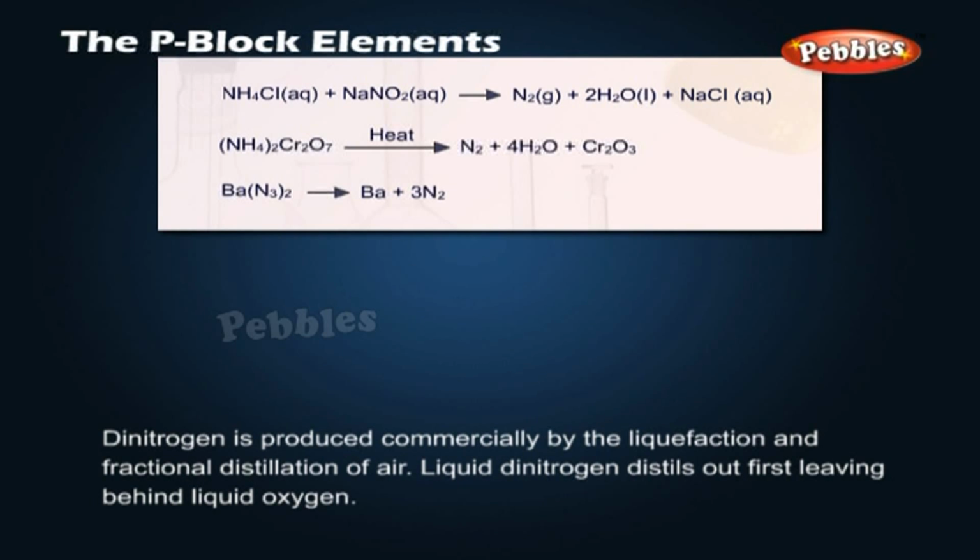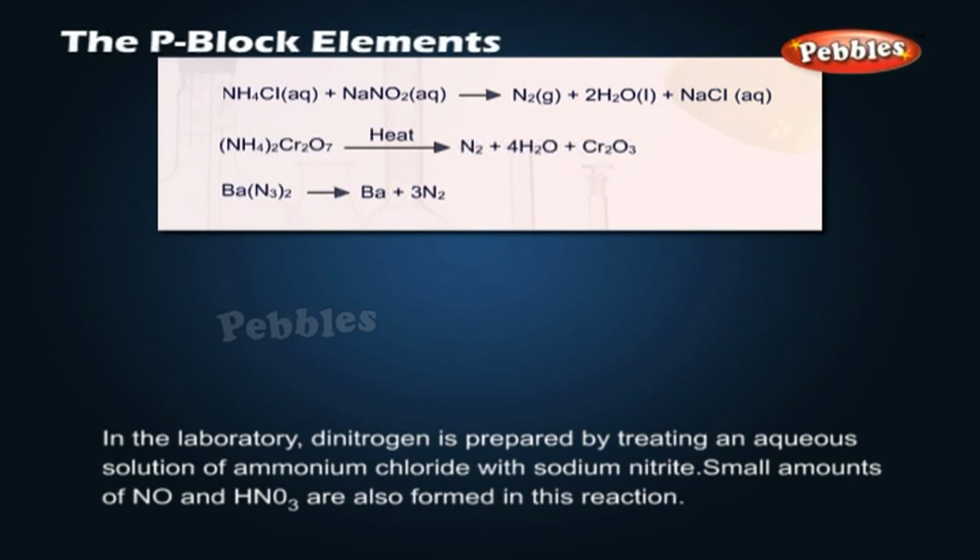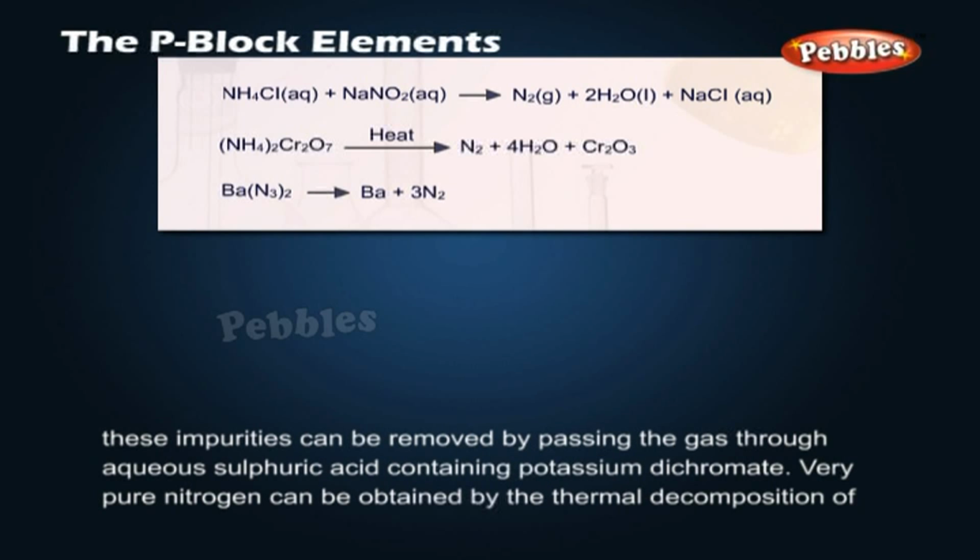Dinitrogen. Dinitrogen is produced commercially by the liquefaction and fractional distillation of air. Liquid dinitrogen distills out first, leaving behind liquid oxygen. In the laboratory, dinitrogen is prepared by treating an aqueous solution of ammonium chloride with sodium nitrite. Small amounts of NO and HNO3 are also formed in this reaction. These impurities can be removed by passing the gas through aqueous sulphuric acid containing potassium dichromate. Very pure nitrogen can be obtained by the thermal decomposition of sodium or barium azide.